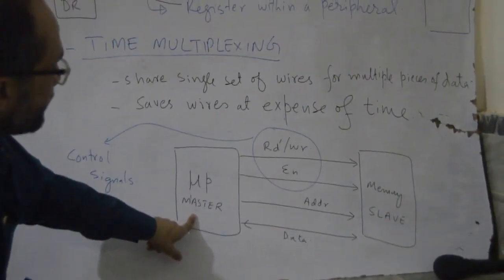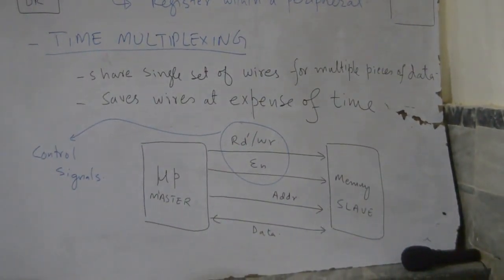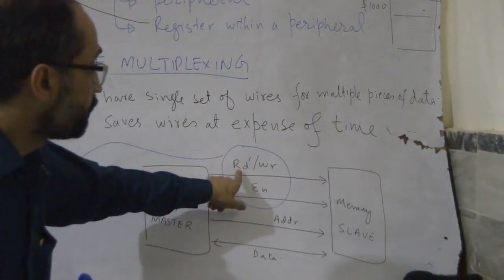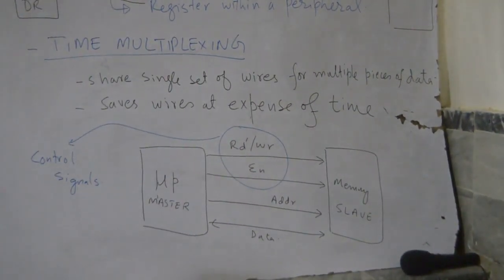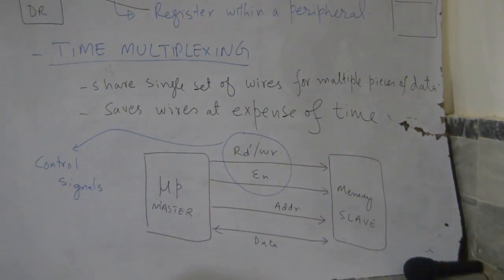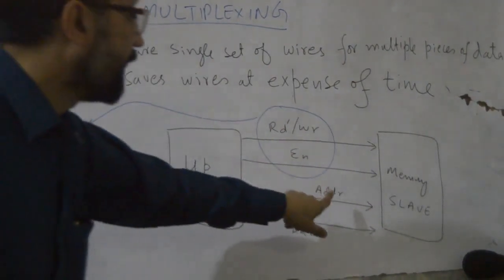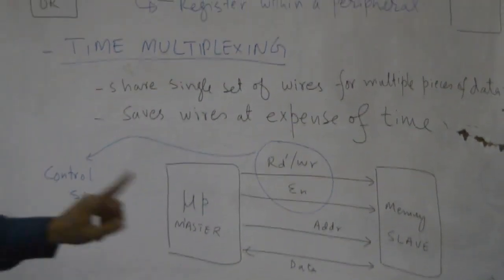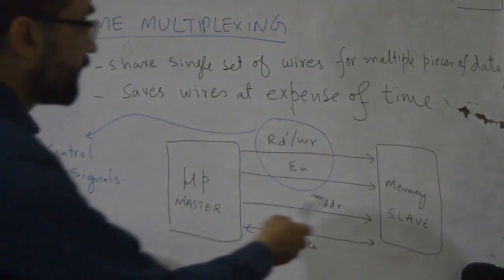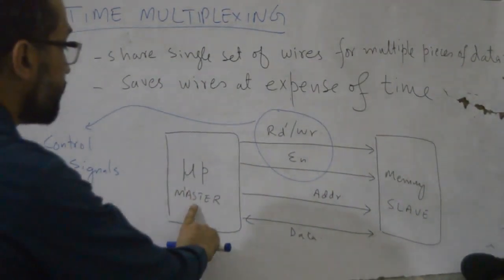So microprocessor will act as a master device, the memory will act as a slave device. Microprocessor will instruct the slave to perform either a read operation or a write operation. This operation will be specified by a read bar write signal and enable signal. So if enable signal is 1, microprocessor will either perform a read or write operation, and that operation will be performed on an address, and the direction of the data will be determined by read bar write signal. So if read bar write signal is 0, it means a read operation, so the data direction is from memory to microprocessor, and if it's 1, it means it's a write operation, so the data will be written from the microprocessor to the memory.